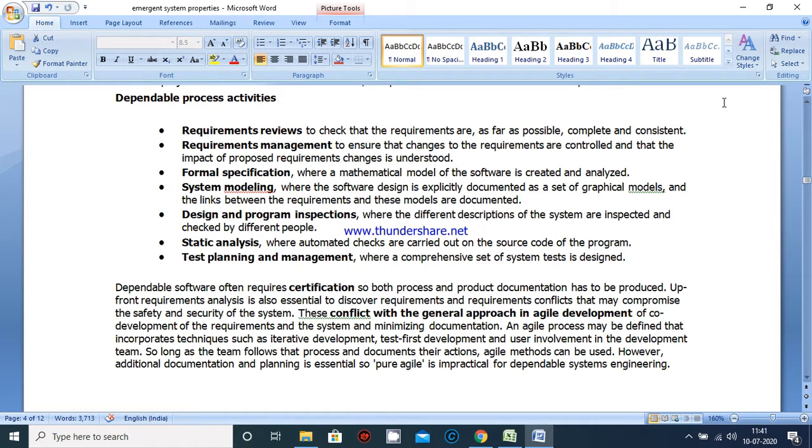An agile process may be defined that incorporates techniques such as iterative development, test first development, and user involvement in the development team, so long as the team follows that process and documents their actions. Agile methods can be used, however additional documentation and planning is essential. So pure agile is impractical for dependable system engineering.